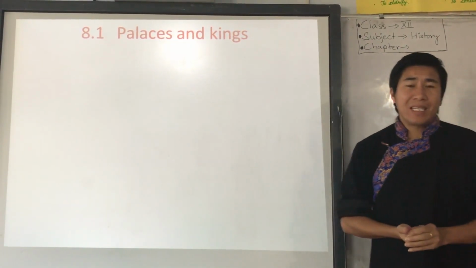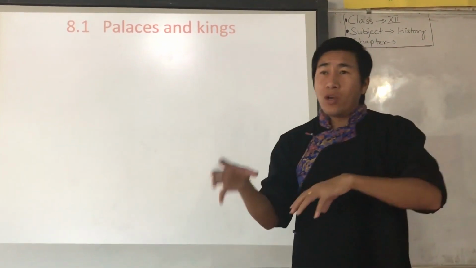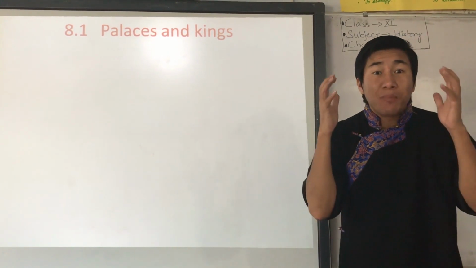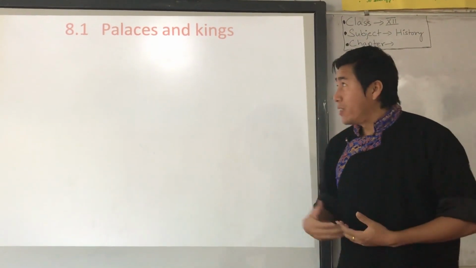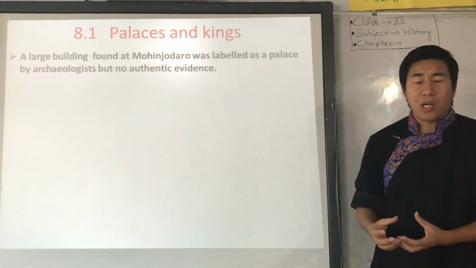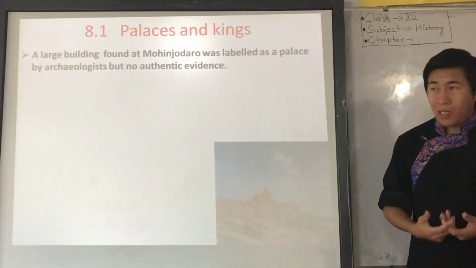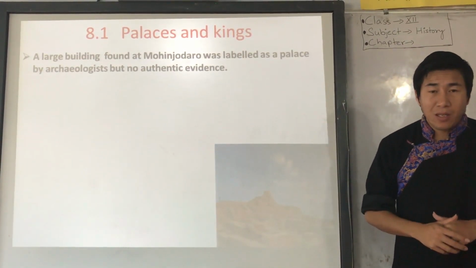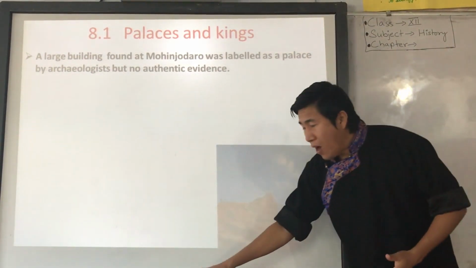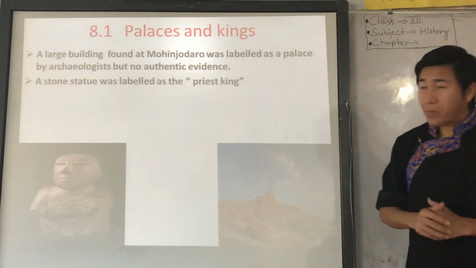Now, palace and king. When the question comes up about whether there was any king or ruler in the ancient Indus Valley civilization, at that time archaeologists had no precise answer. See, what did archaeology find? Archaeology found a huge building in Mohenjo-daro, so they labeled it as a palace, but they are not sure. They labeled it as the palace of a king because they found a stone statue of a man called the priest king.